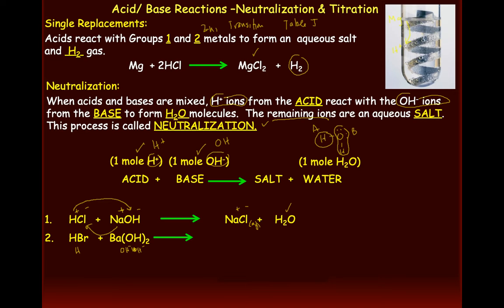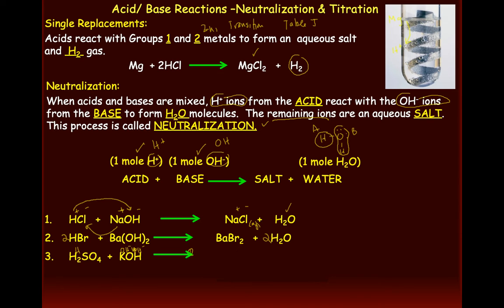So if you take Ba and Br, you get BaBr2. Okay, and you'll get your water as usual. However, you're probably going to need it too, because there's two OHs here and two H's, which are going to make two water molecules. So balancing a reaction like this is actually fairly simple, because you can use your water as a way to balance.